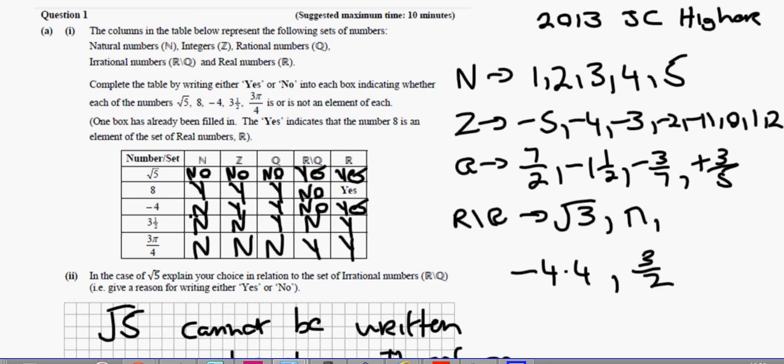Okay. Question 2. U is 1, 2, 3, 4 all the way up to 12. P is a set of prime numbers less than 12. Now please remember what prime numbers are. Prime numbers are a set of numbers that only have themselves and the number 1 as a factor. So the number 1 is not included.